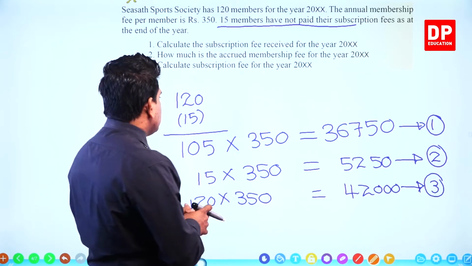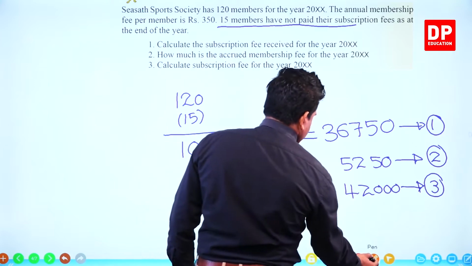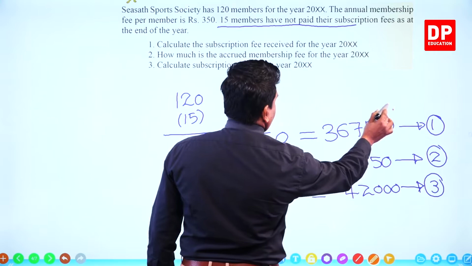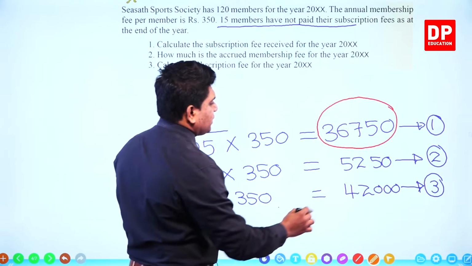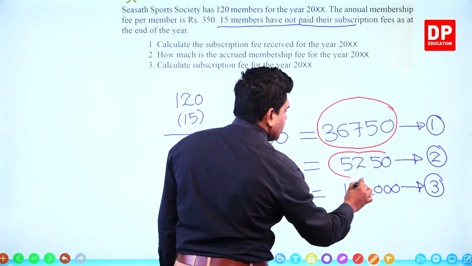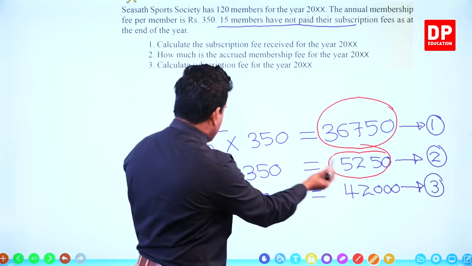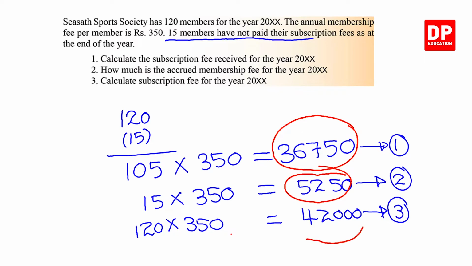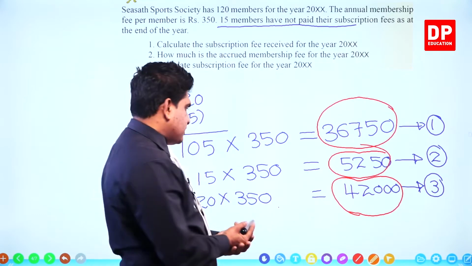Then the received amount 36,750, and to be received 5,250. Yes. For the final answer, you can add these two. If not, 120 members into 350. This is the final answer, 42,000. Right? Okay. Now, let's move to the next slide.